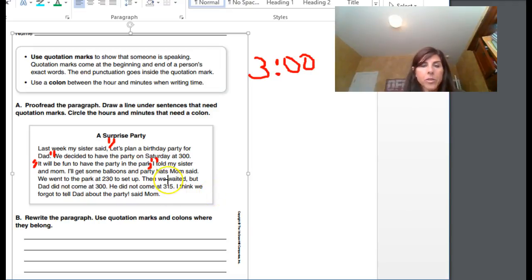I'll get some balloons and party hats, Mom said. So Mom did not say "Mom said." She said "I'll get some party hats." So the quotes go around "I'll" and "hats." The comma needs to go inside that quote.